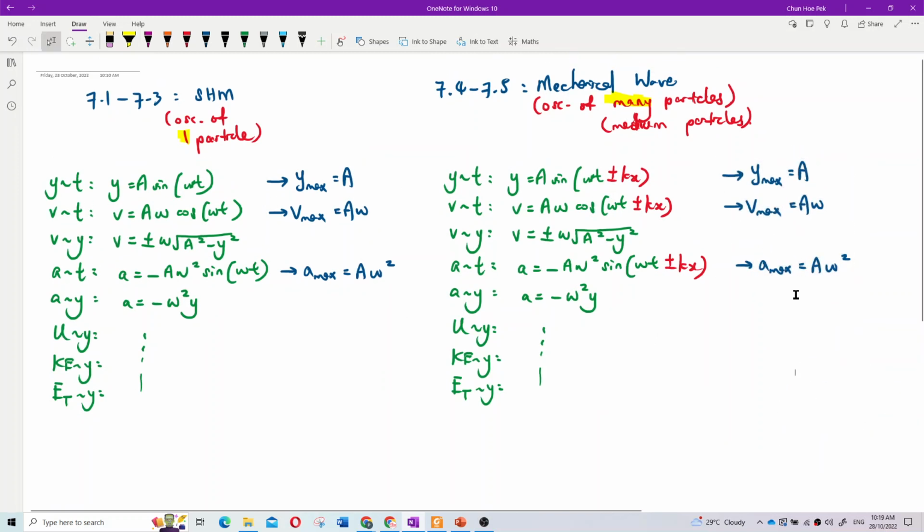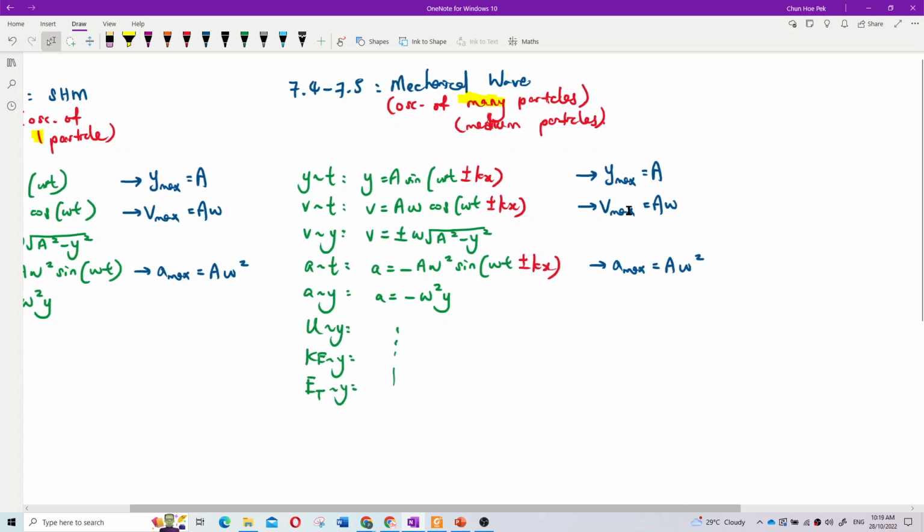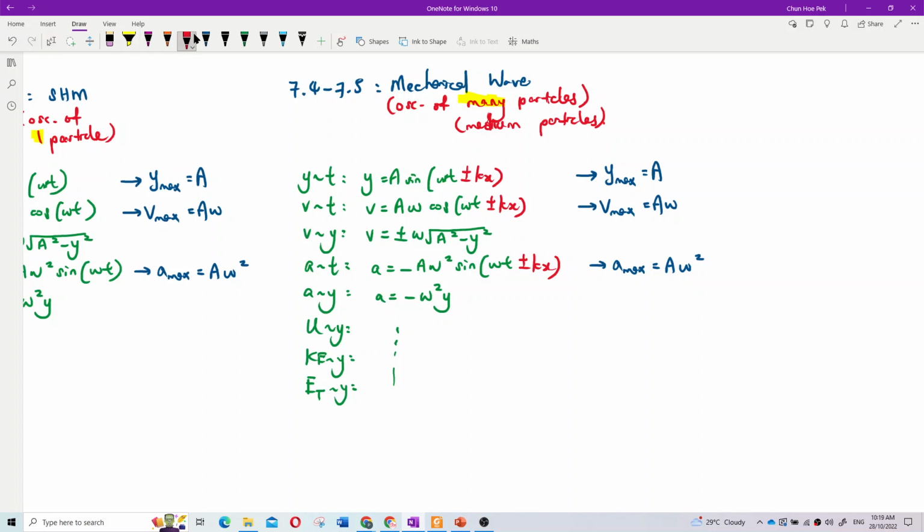For a mechanical wave, you have maximum displacement, the amplitude. You have maximum velocity also, and maximum acceleration also. Another thing is, where does the maximum velocity happen? Velocity is maximum at y equal to 0, at equilibrium, but maximum acceleration is at the amplitude. So all this is the same thing again.